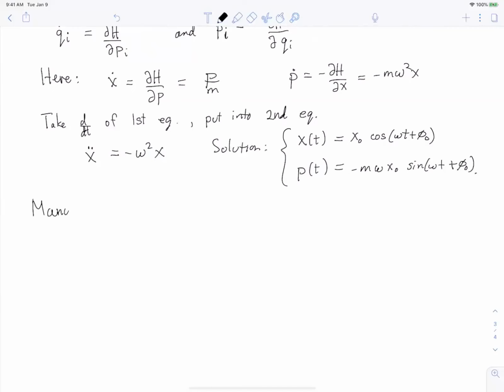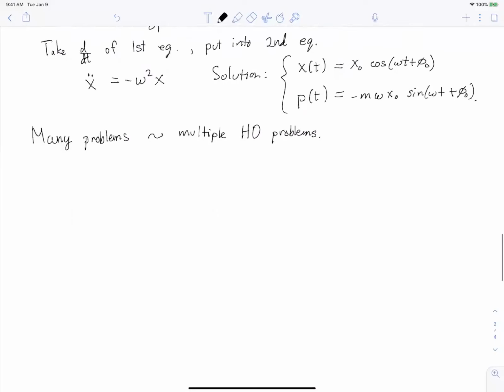So many problems are roughly equivalent to multiple harmonic oscillators. Okay, let's start with just one harmonic oscillator. That's often a solution or an approximate solution to a more general potential, where I pick out some special position x0, which is sort of the equilibrium position of a particle or some other quantity of interest.